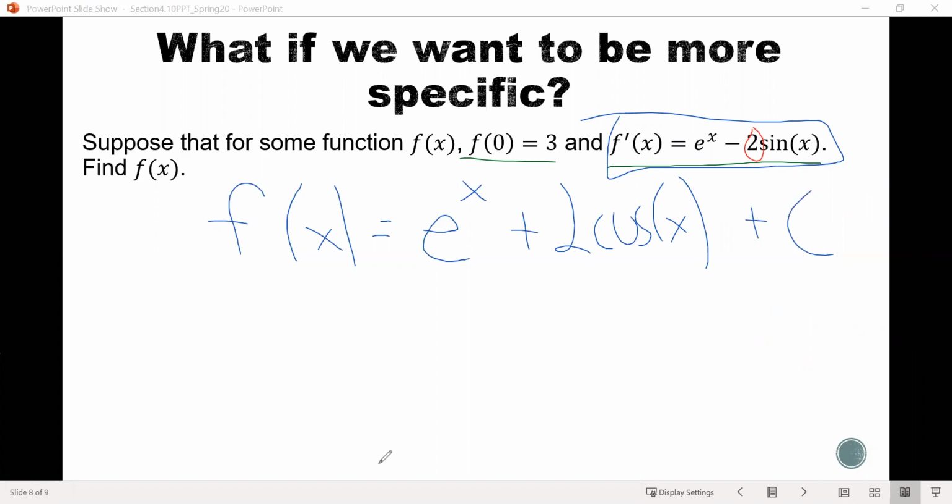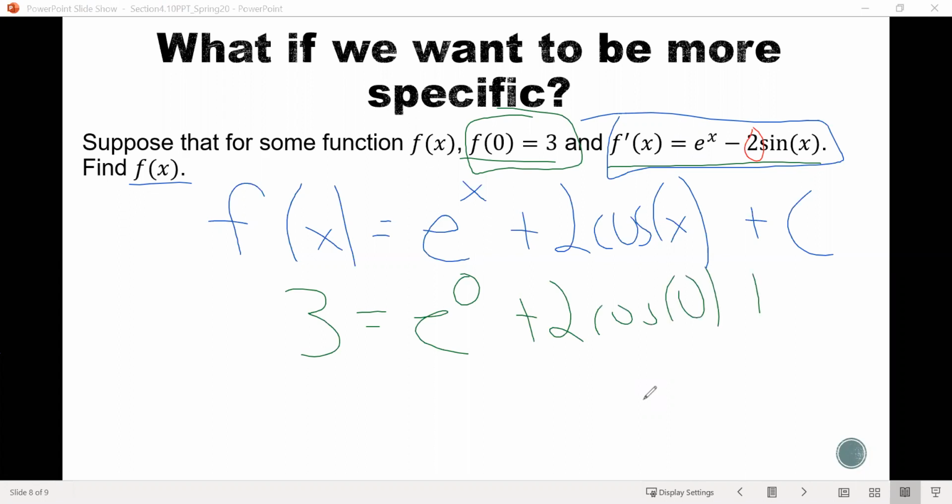Okay? But we're not done yet, because we want to find an exact formula for f of x. And for that, we turn to this f of 0 equaling 3. So we go ahead and plug in that information. So we'd have 3 equals e to the 0 plus 2 times cosine of 0 plus c. And notice what that's done for us is everything here is a number. It can be simplified into a number. And the c is now the only variable. So we can solve for that.